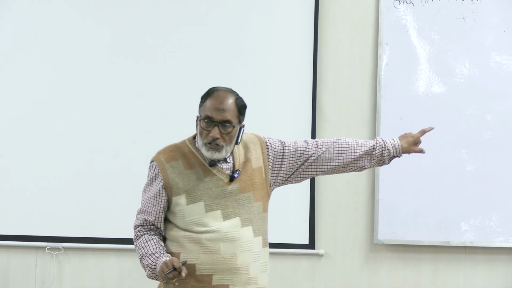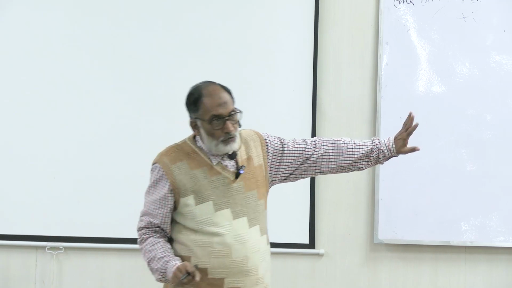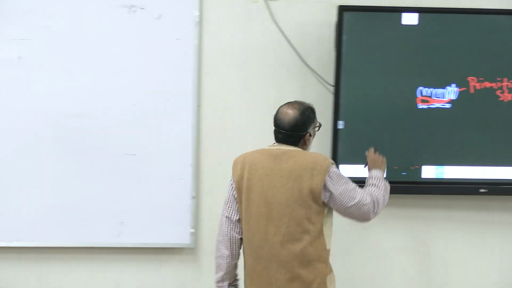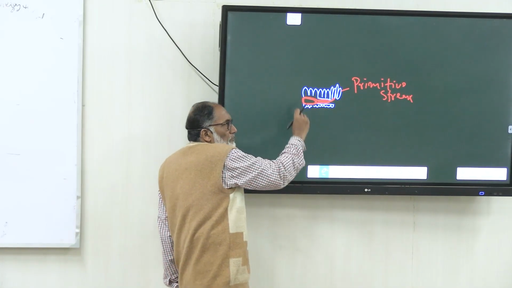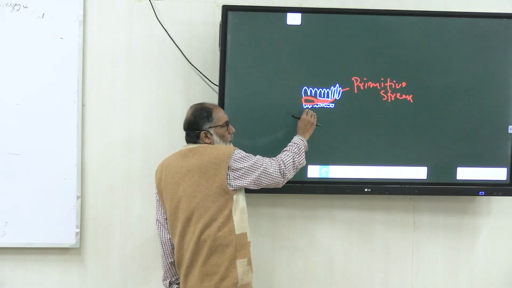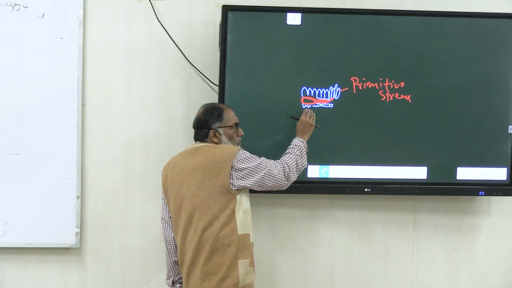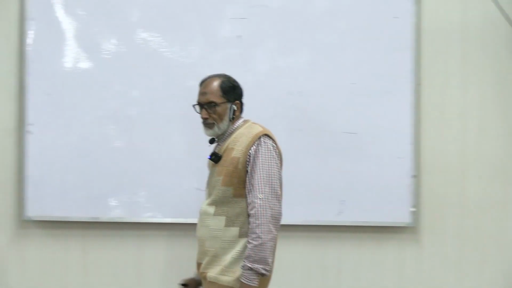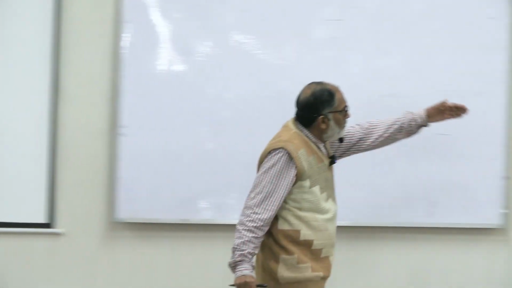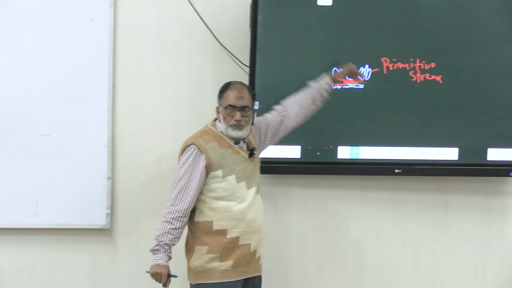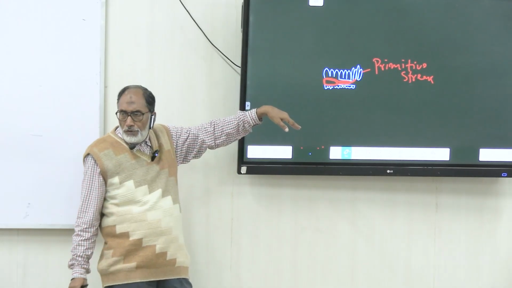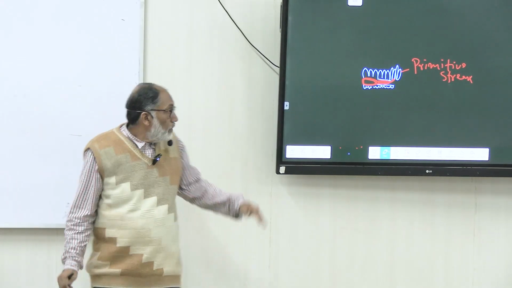There we call it extraembryonic coelom. Here we will call it intraembryonic coelom. With the appearance of the intraembryonic coelom, now some part of the mesoderm lies in contact with the endoderm, and some part is lying in contact with the ectoderm. This is ectoderm. This is endoderm.